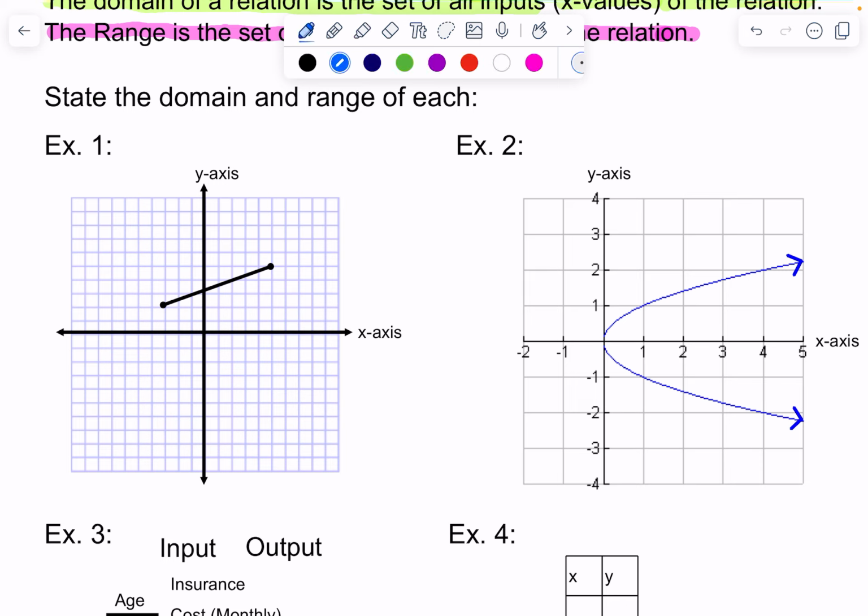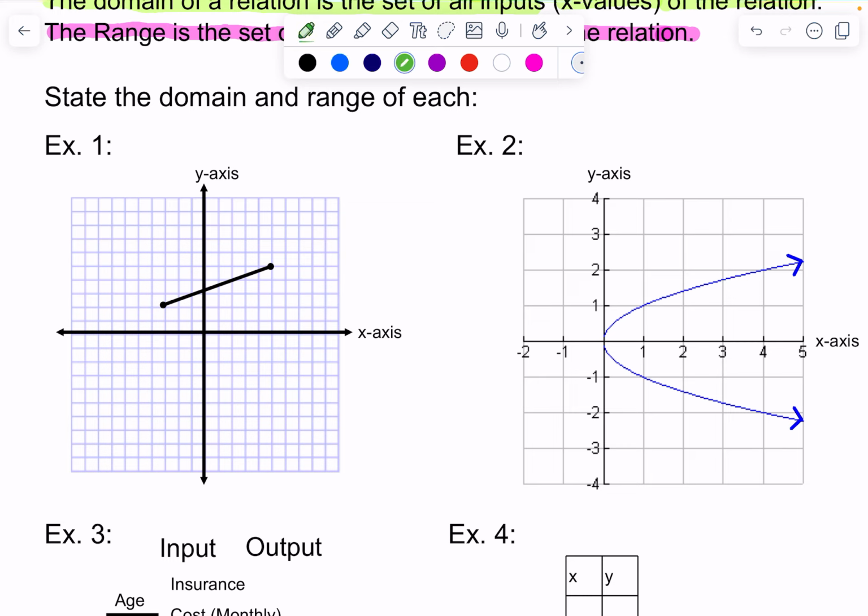Now, the easiest way to do this is for domain to go from left to right, because the x-axis is displaying the values from left to right. It's on the x values, it's on the x-axis, the horizontal line of a Cartesian plane. And the range displays the up and down values on the vertical axis called the y-axis. And you always go from least to greatest.